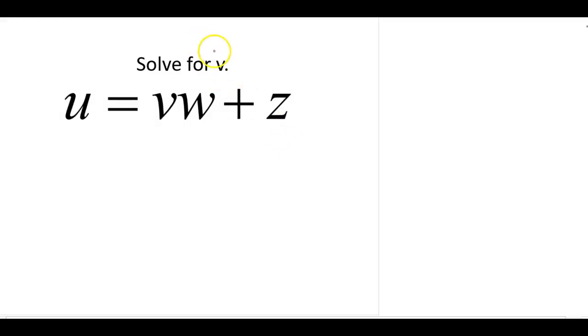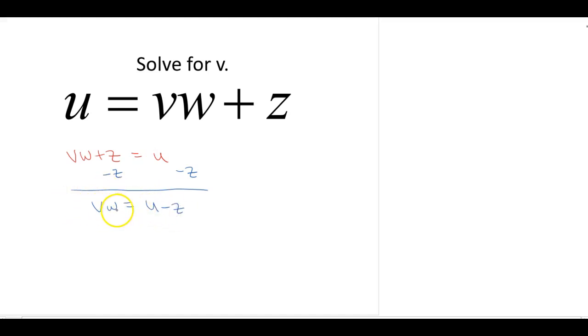So the next one, we want to solve for v, right? Again, I like the variable I'm solving for to be on the left. So vw plus z equals u. To get v by itself, I have to get rid of w and z. Which one do I get rid of by addition and subtraction first? That would be z. So I subtract z. Can I line it up under u? No, because they are not like terms. So I scoot it over. So I get vw equals u minus z.